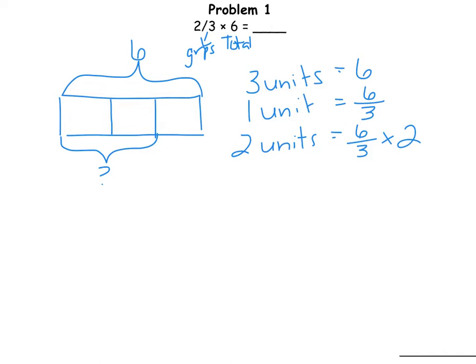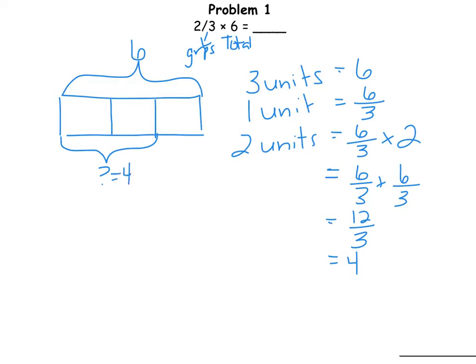So if we do this with repeated addition, I would do 6/3 plus 6/3. Well, my denominator is going to stay the same, so 6 plus 6 is 12. 12 divided by 3 is 4. So this would equal 4.